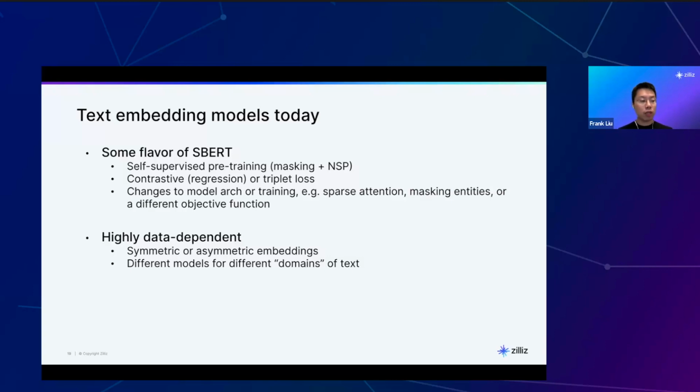Symmetric or asymmetric text. Asymmetric is, let's say, prompt to document matching, whereas symmetric text is just trying to understand if two sentences mean the same thing, if they have the same semantic meaning. And the ideal situation is that you have different models for different domains of text as well. And I think Voyage AI does this or plans to do this.